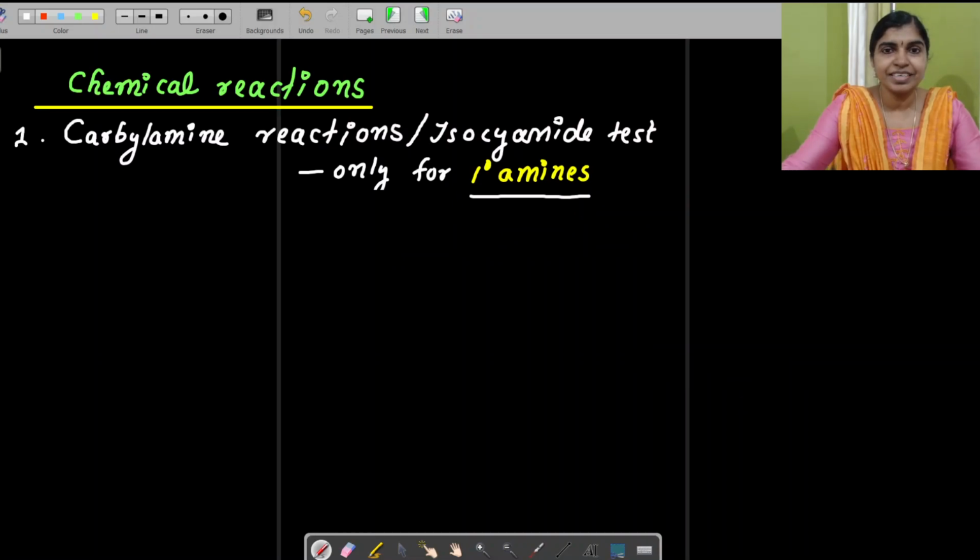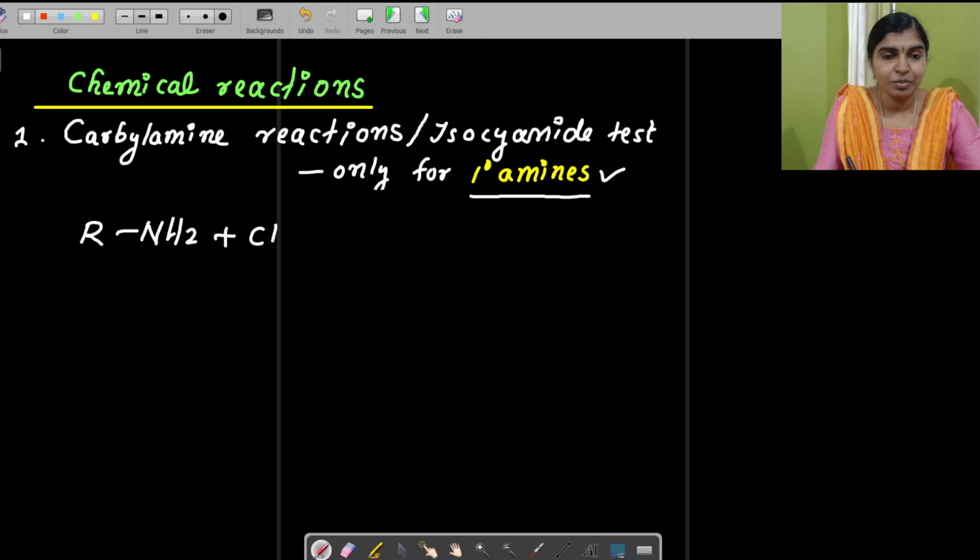The first reaction is the carbylamine test, which is also called the isocyanide test. This test is only for primary amines. So how will you write the structure of a primary amine? Here the grouping is NH2. So NH2 means that is the primary grouping, and when it is attached to an alkyl group, this becomes a primary amine. So when it reacts with chloroform, what is chloroform?